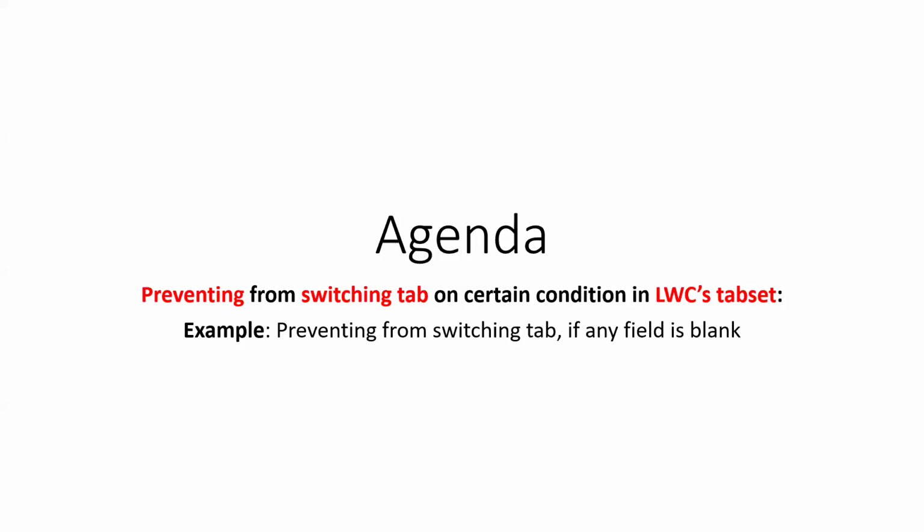Hi everyone. So today's agenda is when we use a tab set and we have tabs within that tab set in LWC. And I want to allow switching between the tabs on certain conditions. But on other conditions, I want to prevent someone from switching between the tabs. It should remain in the same tab. It should not be switching to the other tab. So let's quickly see how to do this.